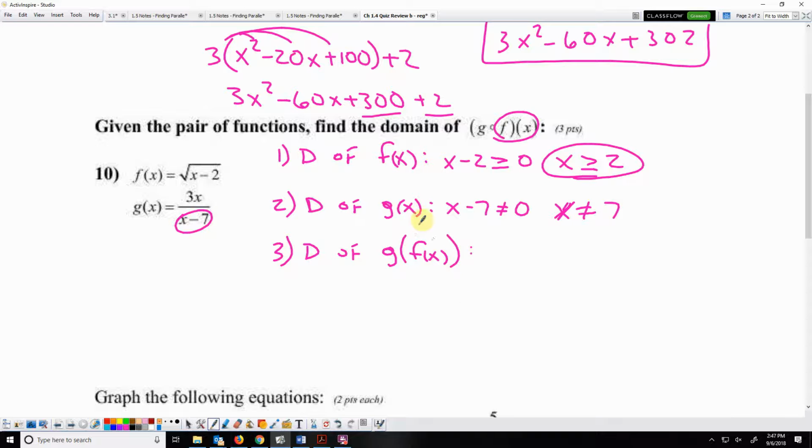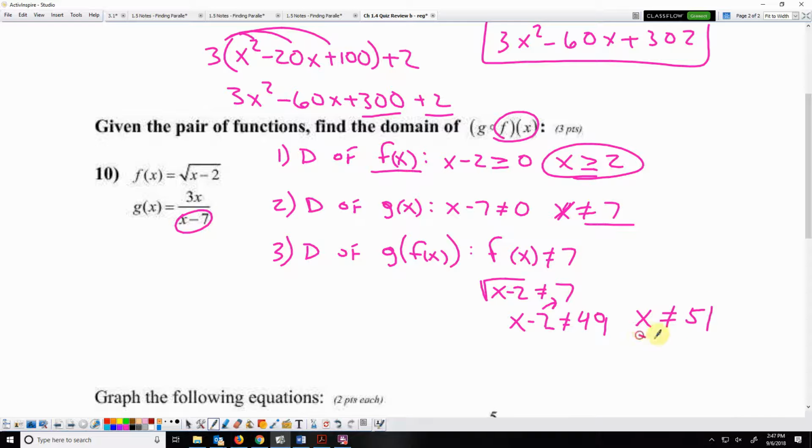And for that, I steal from step 1, f of x, and step 2, cannot equal 7. So the square root of x minus 2, that's f of x, cannot equal 7. So I square both sides. And move that 2 to the other side. And I circle that. My domain has to satisfy the inner function, f of x, that's what I circled here, and the composition, which is what I circled here.